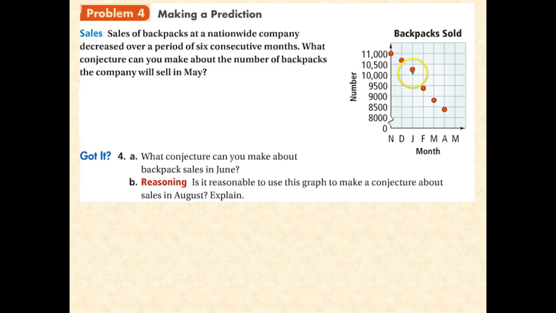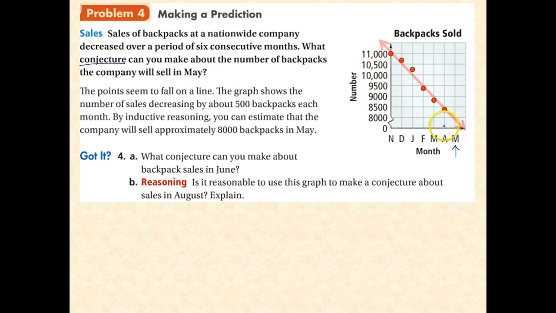So here we have a graph of backpack sales in 6 consecutive months. By looking at that information, what conjecture can we make about the number of backpacks the company will sell in May? So here's May. Does it make sense that this trend will continue in May? Well, they seem to kind of fit a line. And if you look at it, it looks like they're decreasing by about 500 backpacks a month. So if that trend continues, we're looking in May to be about 8,000 backpacks.